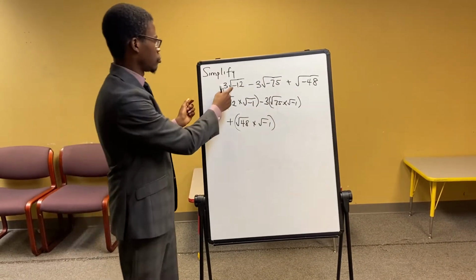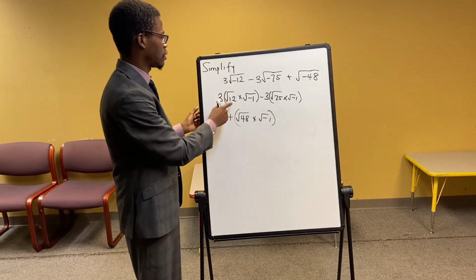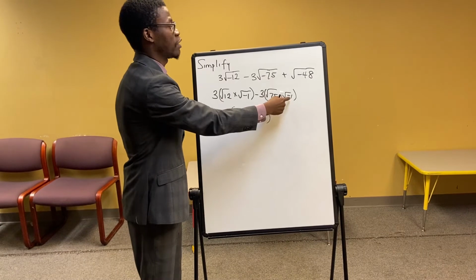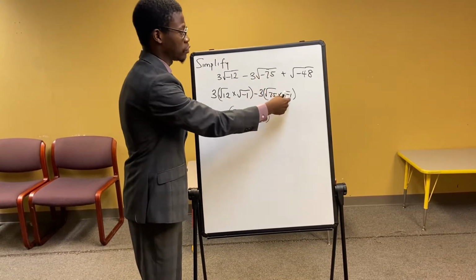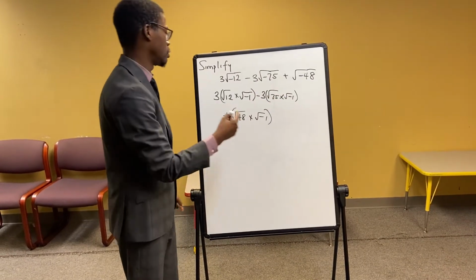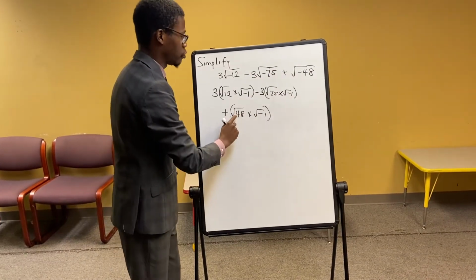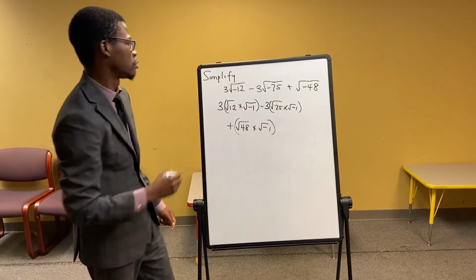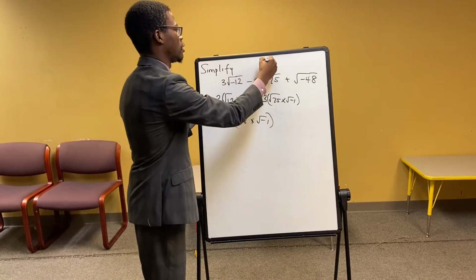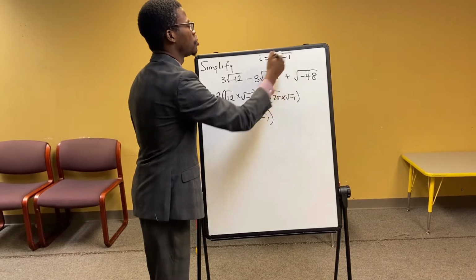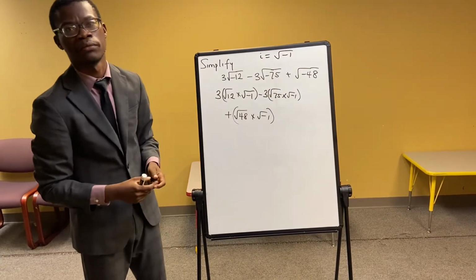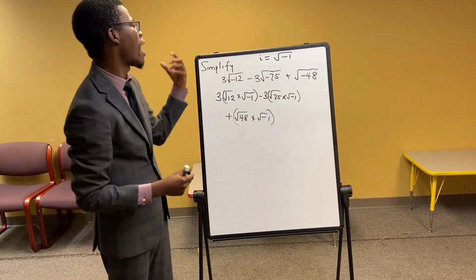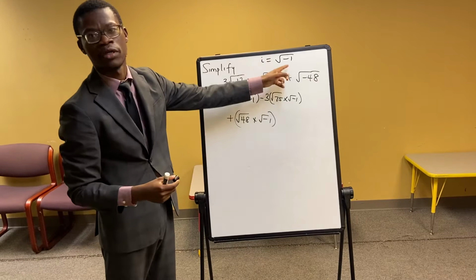All right, now root of negative 12 is the same thing as saying root of 12 times root of negative 1. Same with 75, root of negative 75 is root of 75 times root of negative 1, then 48, negative 48, root of 48 times root of negative 1. Now, in calculus, i is a complex number which is known as the square root of negative 1. All right? It's a complex number. So I rewrote this in terms of the complex number.